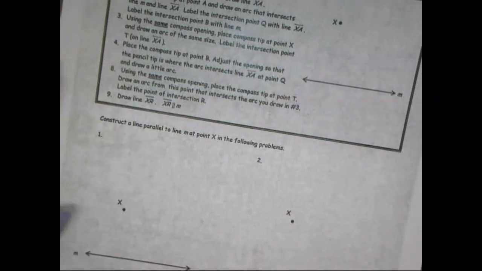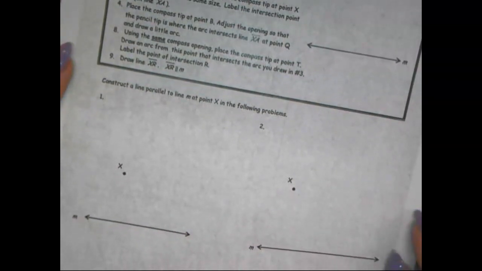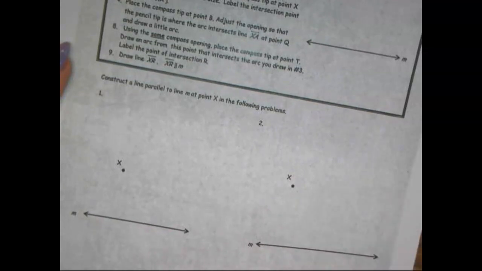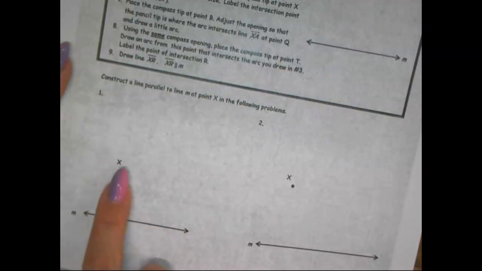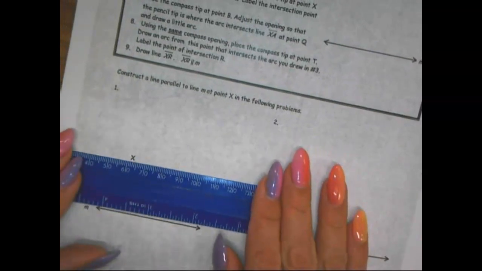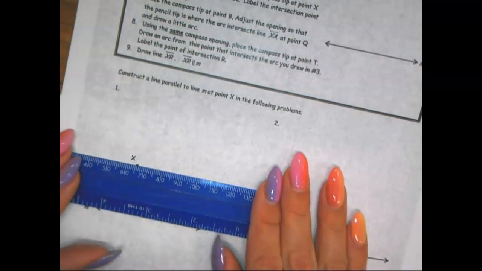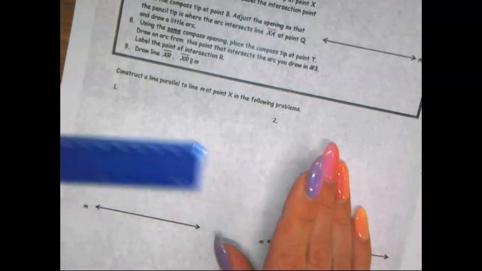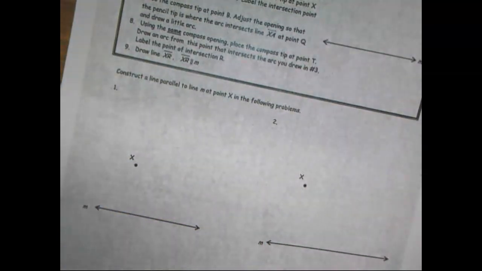All right, parallel lines. So our construction for this, we're constructing a line parallel to line M that contains point X. So it has to go through X here, and it has to be not kind of parallel, but exactly parallel to this one. And we can't just randomly do that, right? Like I can't just say, oh, that looks parallel right there, and just call it a day. We have to actually do the construction, okay?